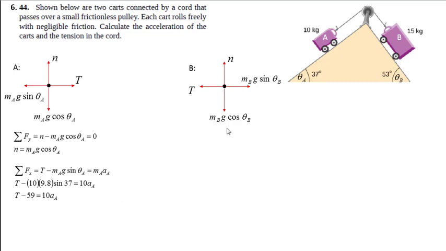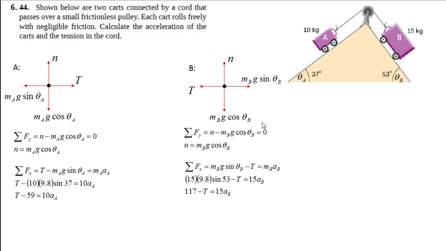And I can get my second equation by writing a net force equation for object B. So my net force in the y direction, everything looks the same as what I had here for object A. And now when I write my net force in the x direction for object B, in the positive x direction, I have the mg sine theta, and then in the negative x direction, I have T. So that's minus T. These signs are opposite of what I have for object A.